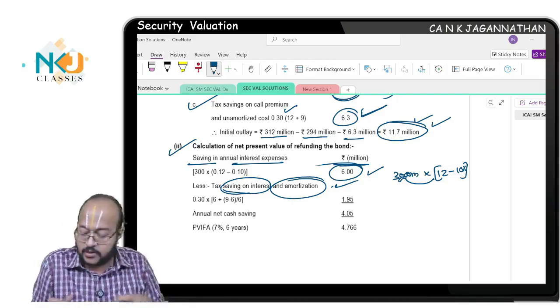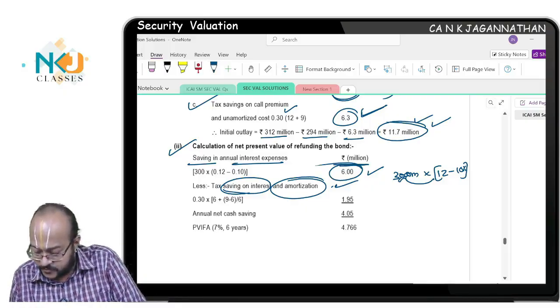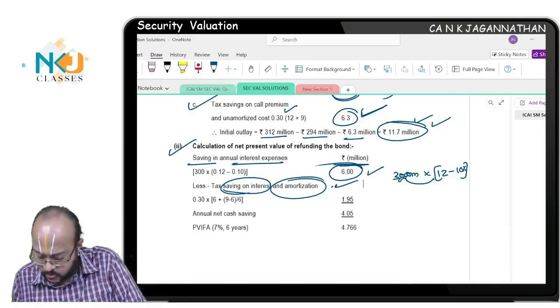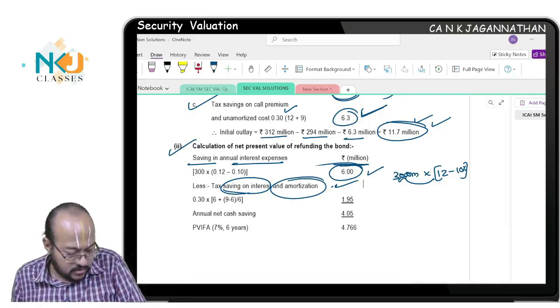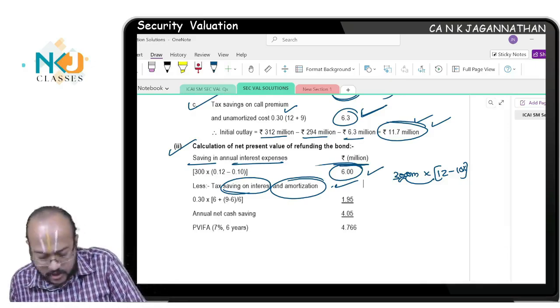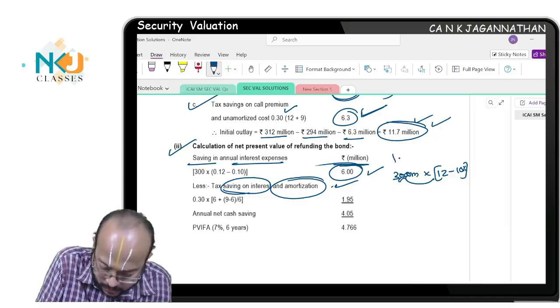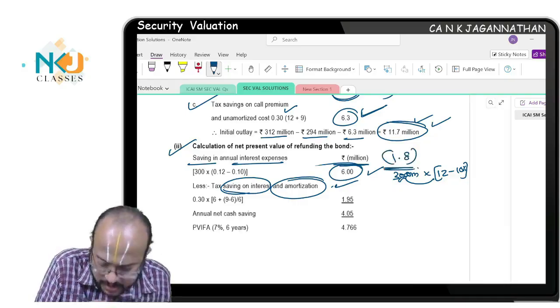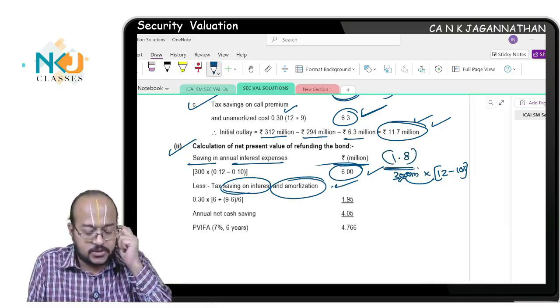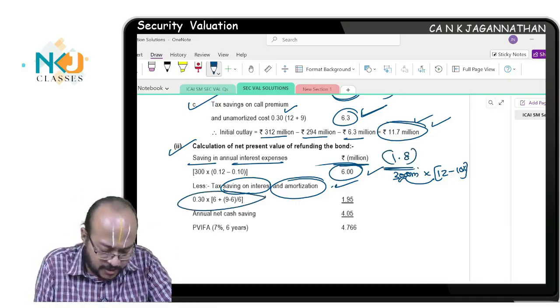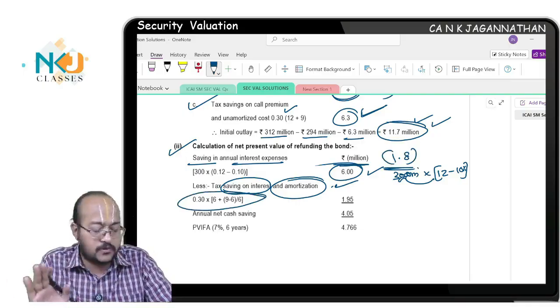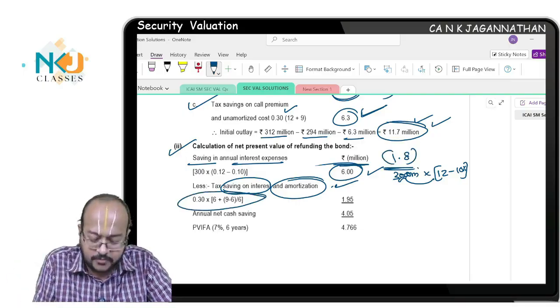Take out your calculator. See, the tax will be 6 into 0.3. Of course, how much is that? 1.8, which means the 1.8 is the corresponding tax on the 6. So here the institute has presented this cumulatively. I will present it in a different manner so that you can understand it better.